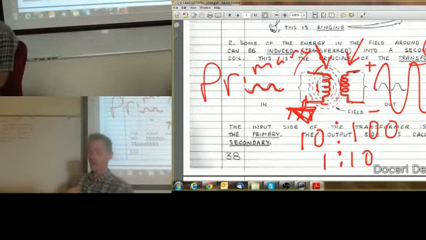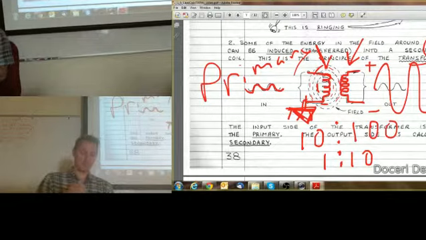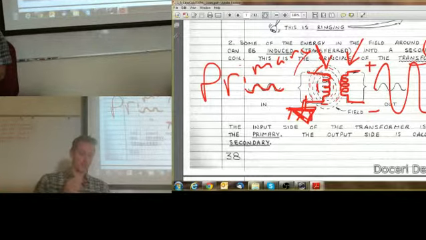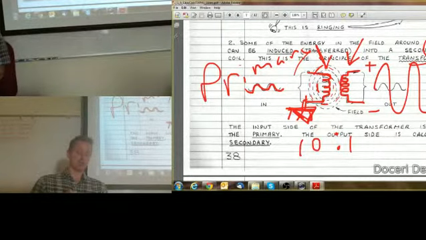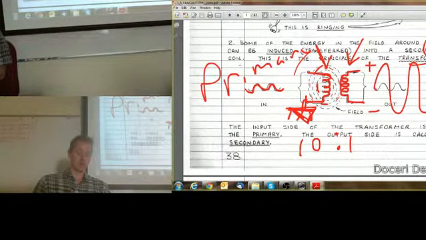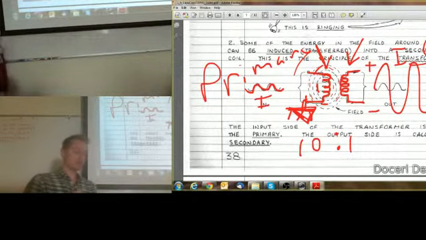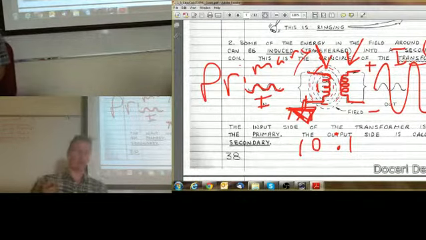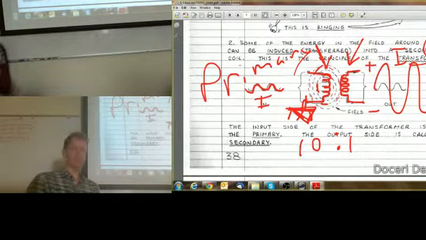We can also reverse that ratio, and actually what we wind up with is a current amplification on the secondary side. So in this case, if we mark this as current instead of voltage, then we get a current amplification. Anytime you have a current amplification, you have a reduction in voltage, and vice versa. So it depends on what you want.